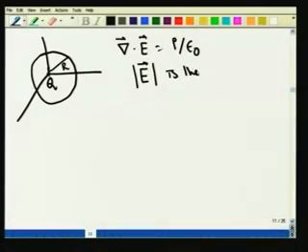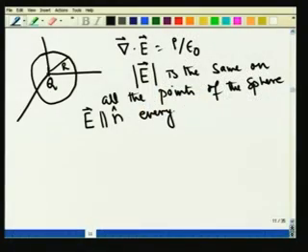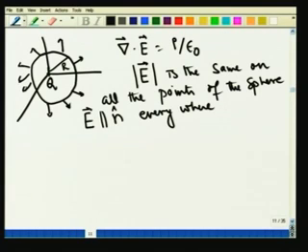So what are the statements that we are making? The electric field, the modulus of it, is the same on all points of the sphere. And secondly, E is parallel to n everywhere, where n is the outward normal. That is nothing but the surface element.